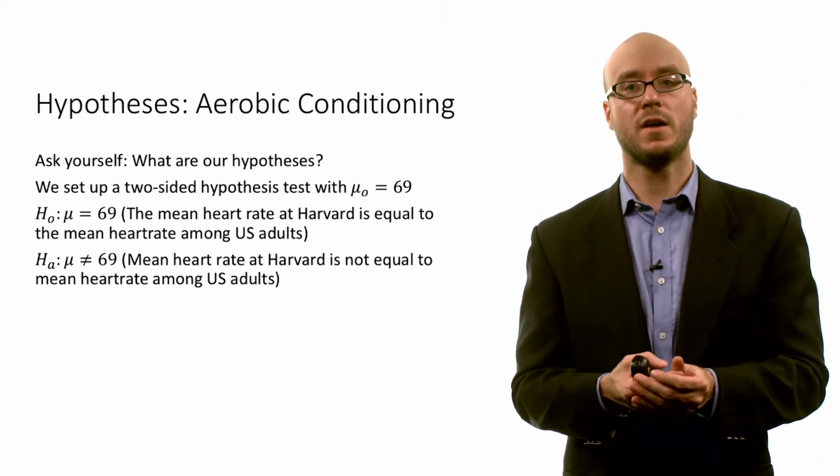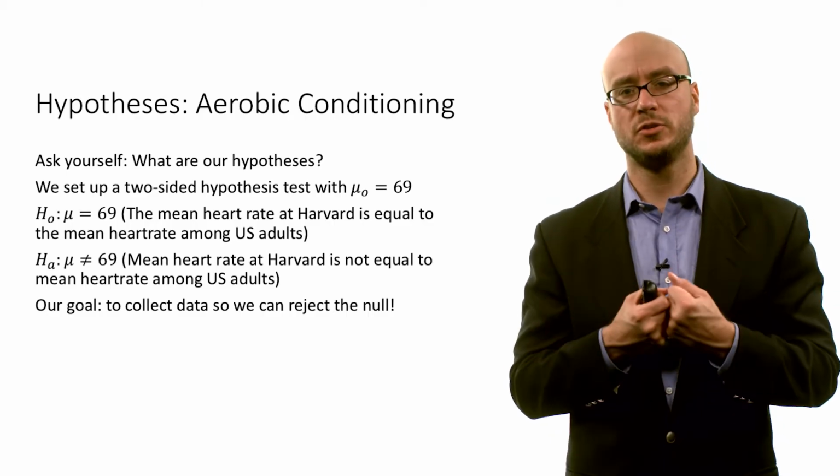Since we have a two-sided test, the alternative is that the mean of Harvard students is not equal to 69. Maybe Harvard students are in fact less aerobically conditioned, and so maybe their heart rate is actually higher. Or maybe they're more aerobically conditioned, so their heart rate is lower. We're not making any alternative claim about whether it's above or below, but the point is that we think it's just different. We think Harvard students are perhaps different from the US population in terms of aerobic conditioning.